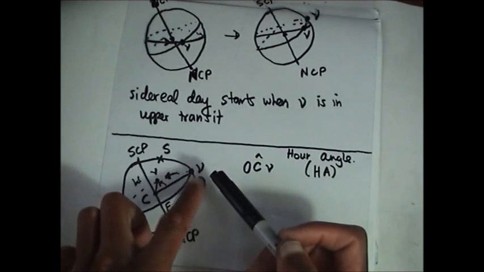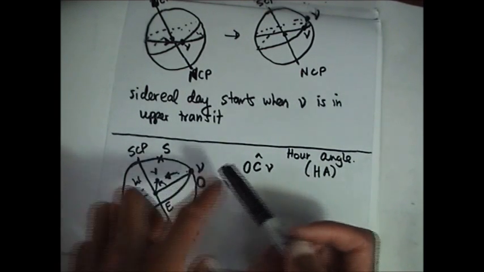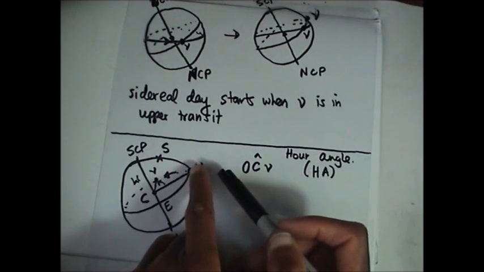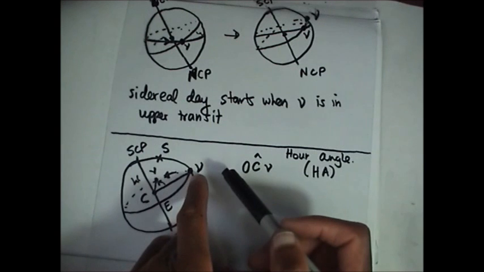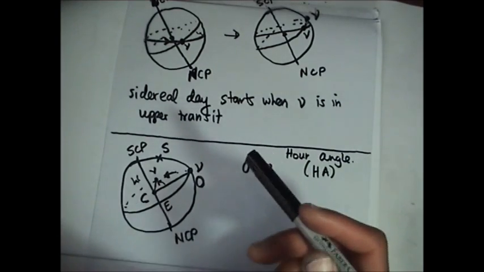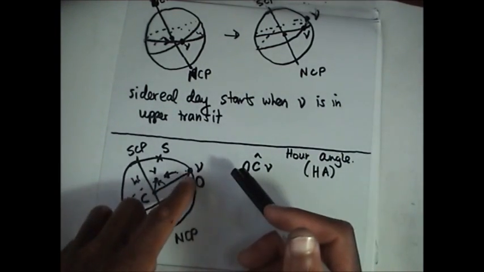Why is it our hour angle? It's because we are measuring the angle from this point O. In the hour angle system, O is the point where the celestial meridian cuts the celestial equator. That is our origin in the first equatorial system. If you don't remember, you can go over that video again and see how we defined our origin in the first equatorial system.